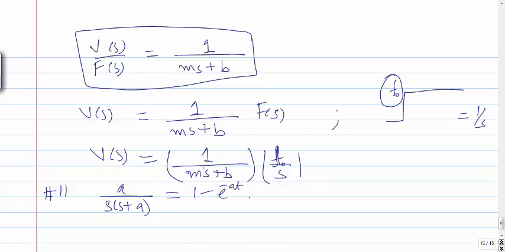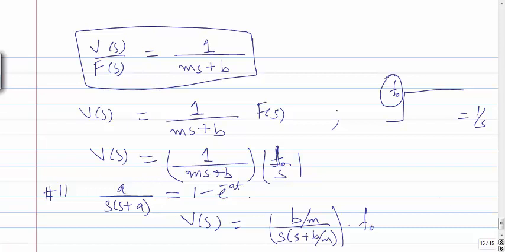Now we assume the input is f naught, so we have to write f naught here as well. To apply this property, we have to rearrange our v of s. We need b on the top, so it becomes b divided by s times, take the m out, because m is common there, s plus b by m. So you have the same a on the top as here. Okay, so this is similar to this one, and then multiply by f naught.